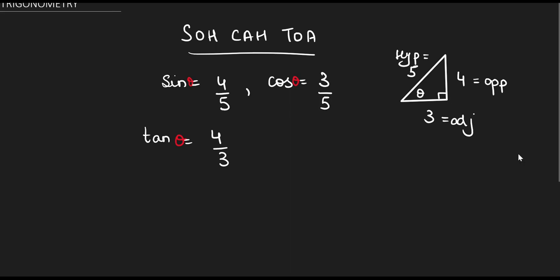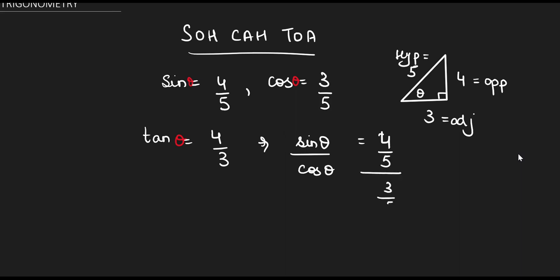Also, one more method to find tan is just to divide the sine by the cosine. What happens over here is when you divide 4 by 5 by 3 by 5, the 5's cancel out and you're left with 4 by 3. That's the answer.